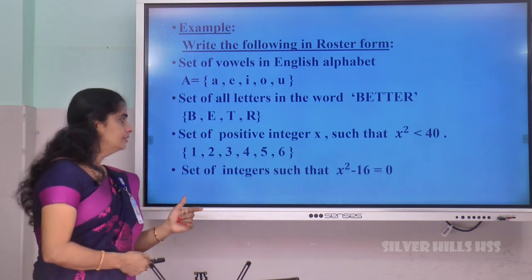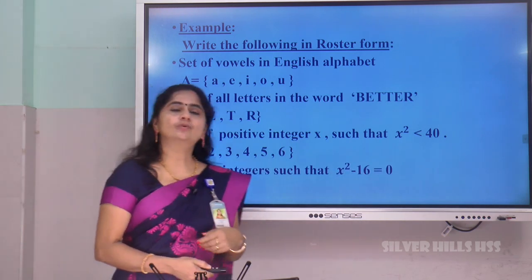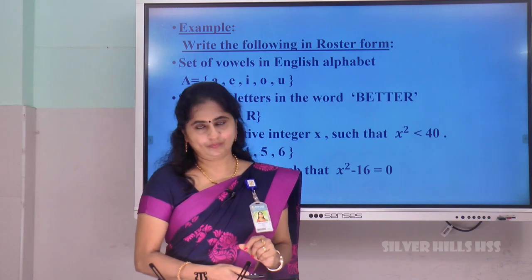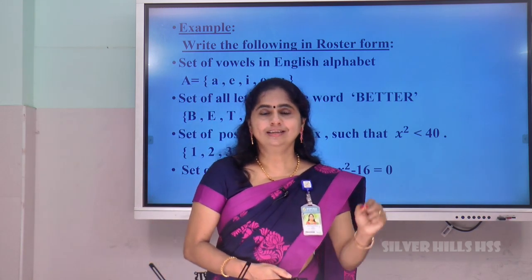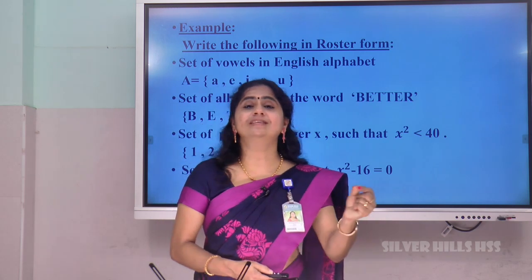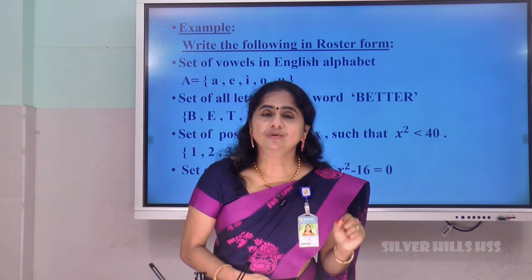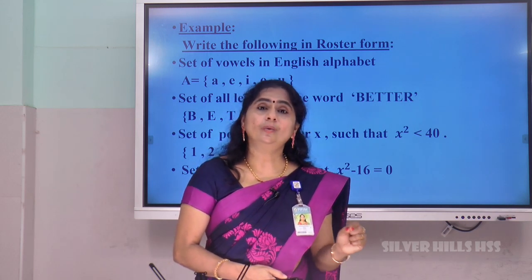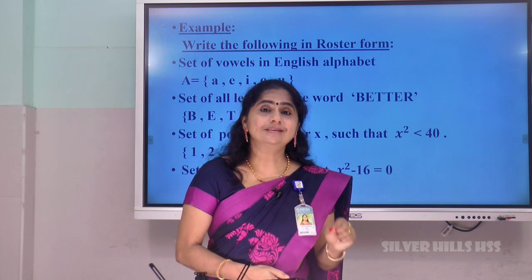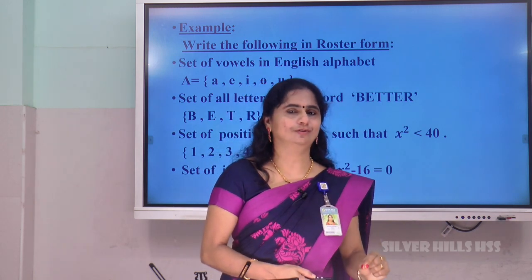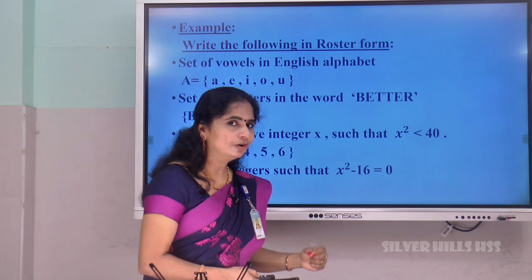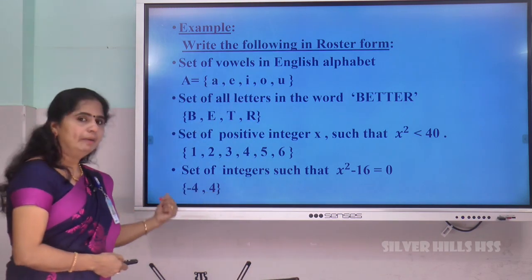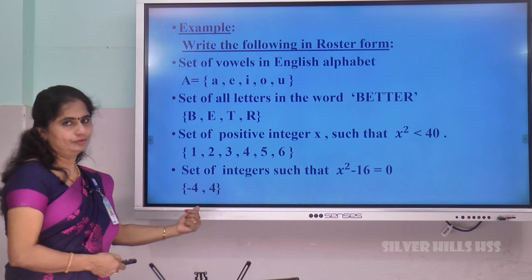Next example, set of integers x such that x squared minus 16 is equal to 0. You are asked to find the set of integers such that x squared minus 16 equals 0. So, x squared minus 16 equal to 0 means x squared is equal to 16. So, x is equal to plus or minus 4. How do we write it in the roster form? Within braces, {-4, 4}. Next, we will see the set builder form or statement form.